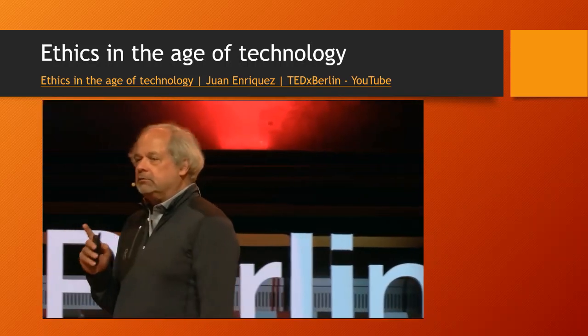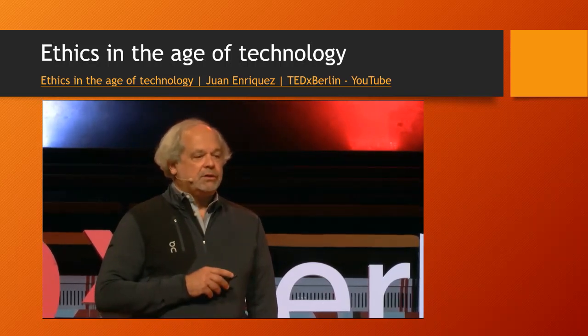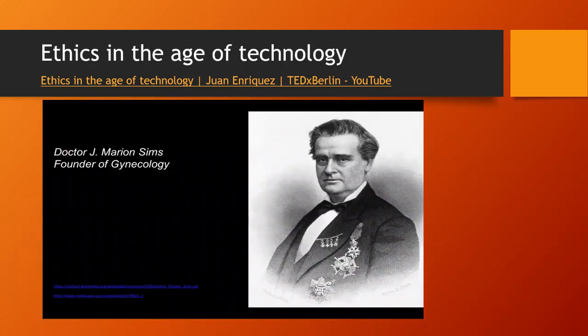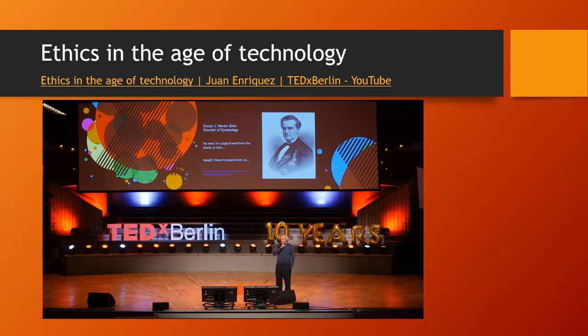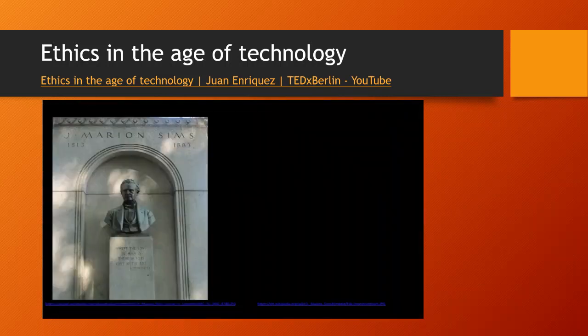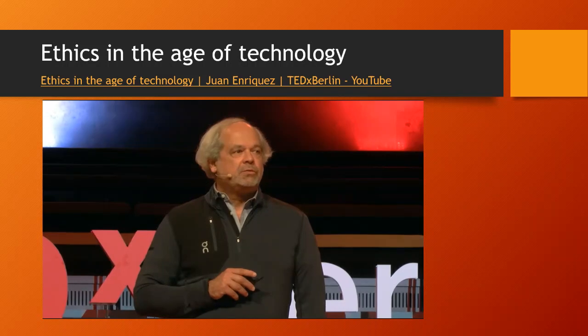A doctor. Well, a doctor examines bodies. A doctor should know that we're all the same. Which takes us to J. Marion Sims, the founder of gynecology, who thought, there's no need for surgical anesthesia for blacks or Irish. They feel no pain. And he bought slaves to experiment on. And you guessed it. There is a statue in downtown Charleston to J. Marion Sims, and until a few months ago, you could jog by his statue in Central Park. This was not an obscure doctor.